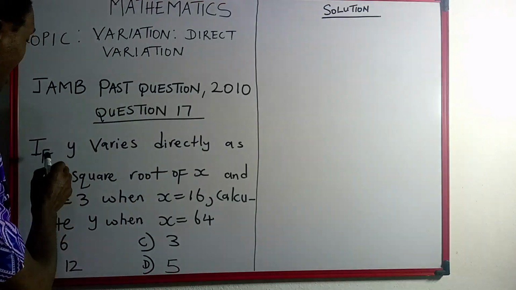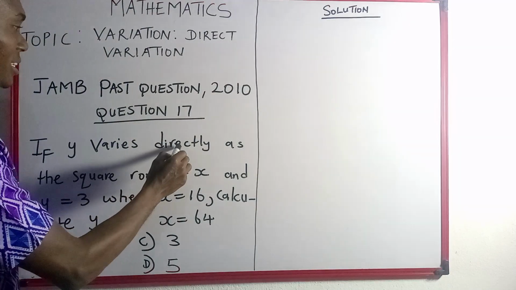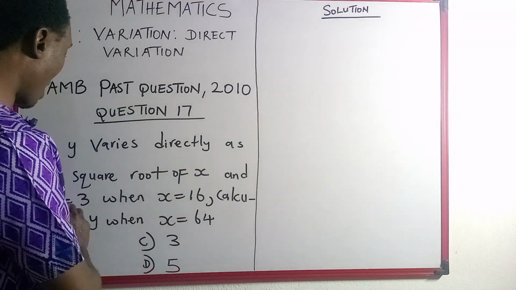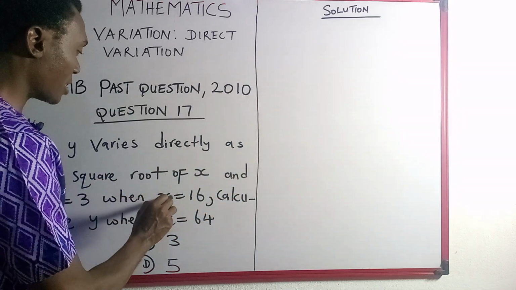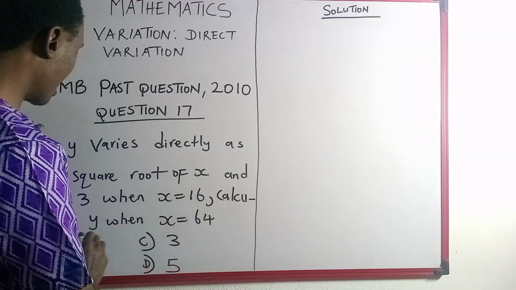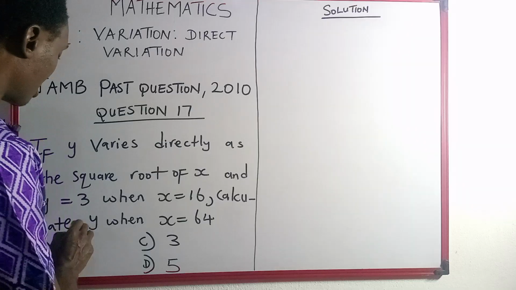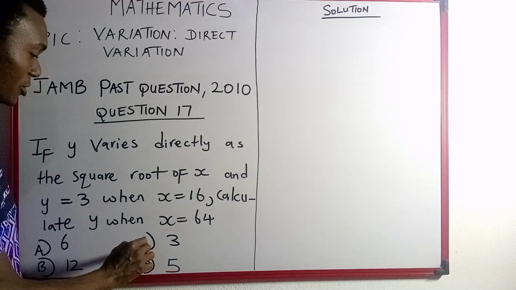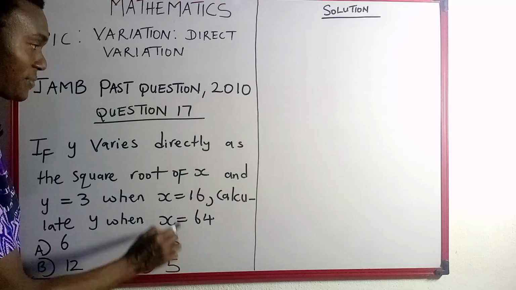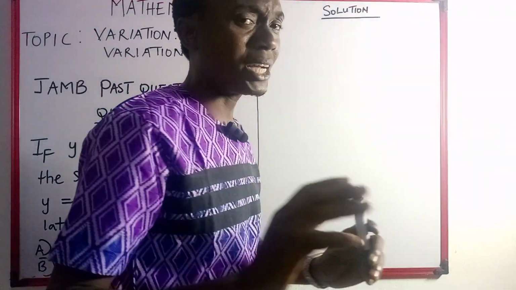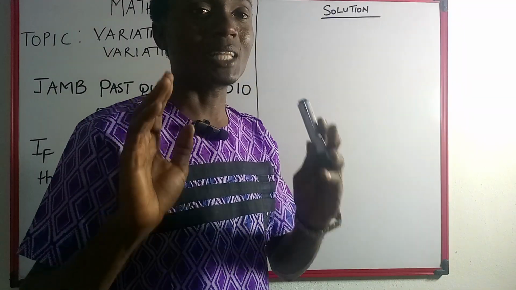Question 17. If y varies directly as the square root of s and y is equal to 3 when s is equal to 16, calculate y when s is equal to 64. A 6, B 12, C 3, D 5. Solution. So it's a direct proportion or direct variation.